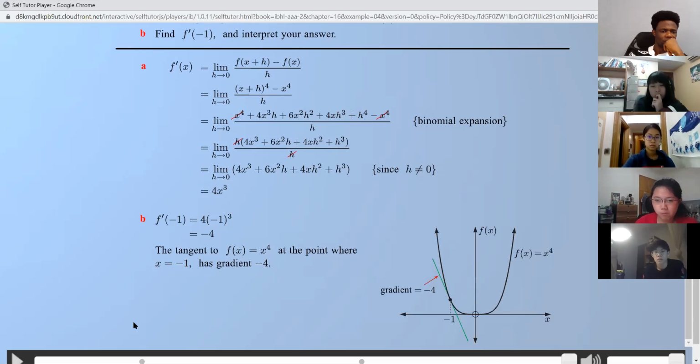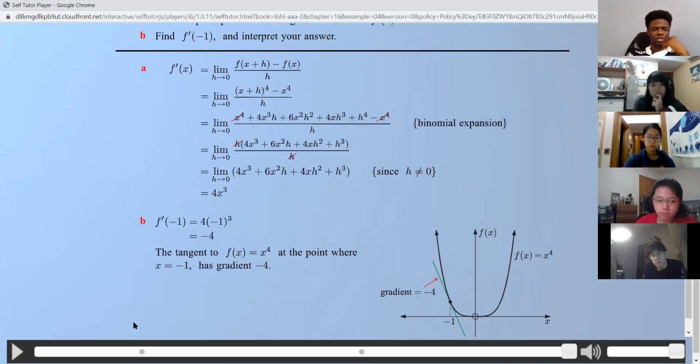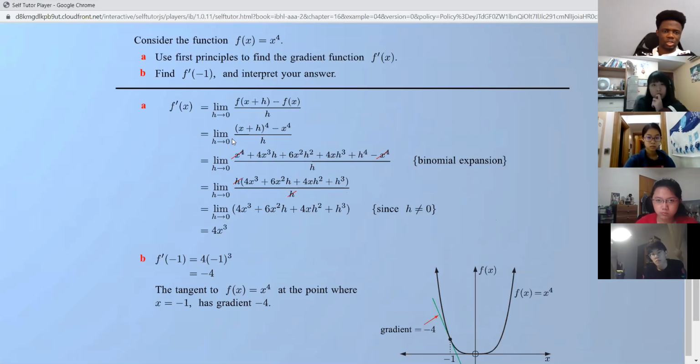Does this make sense? So this is what the first principle is about. Just remember this. That is why we started from the beginning, so you know what we mean by this symbol and how this came about. Again, the gradient of a curve at any particular point is the gradient of the tangent to the curve at that particular point. Does that make sense?